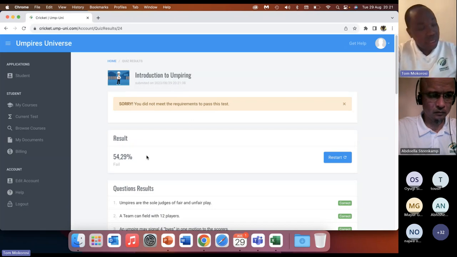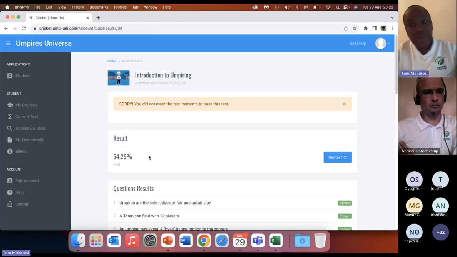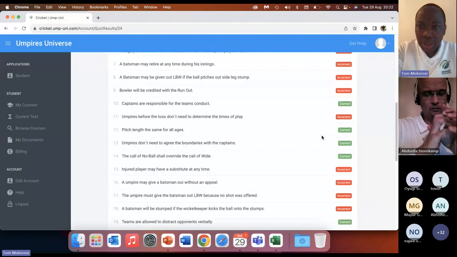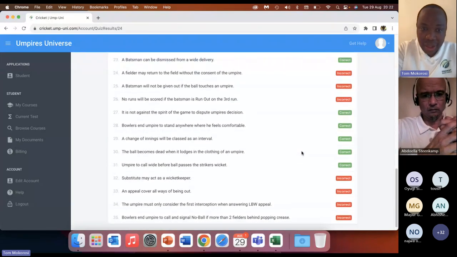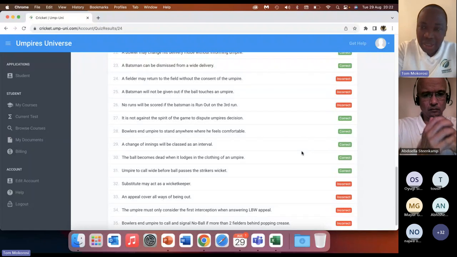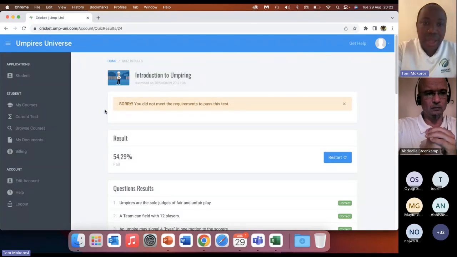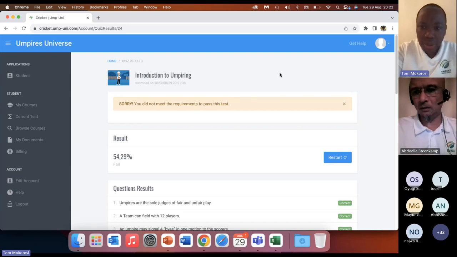We got 54%. So 54% of 35, we got 19 questions correct. So we actually got two questions incorrect. Obviously, the ones that we did not attempt, we got incorrect. And then two that we attempted, we also got incorrect. Some of these answers we do actually not agree with, also on the level one exam. But as long as you know your material that we have covered, you will be able to get 80% for your exam. So that's our failed result.